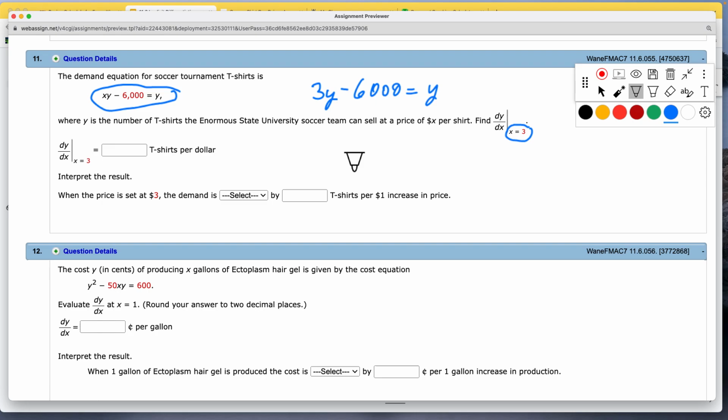So it would be nice if they would have just given it to us and said that this is the point x3 comma something, but they didn't do that. So now we're going to have to solve it ourselves.